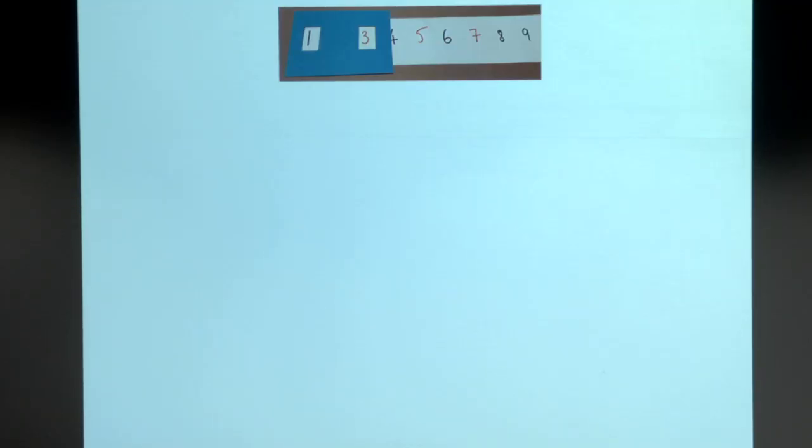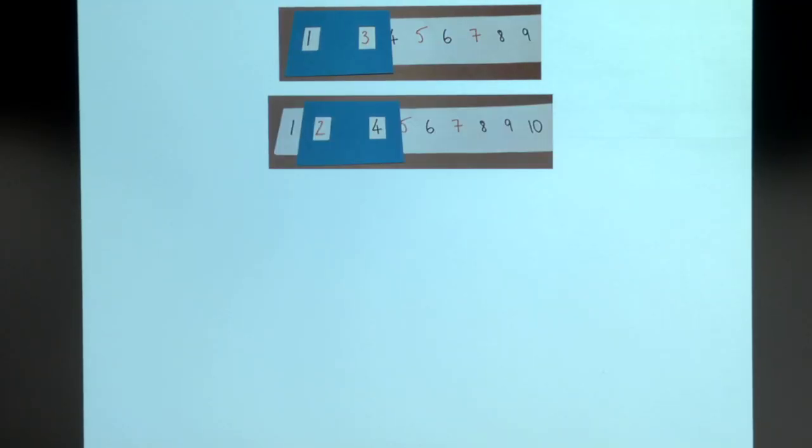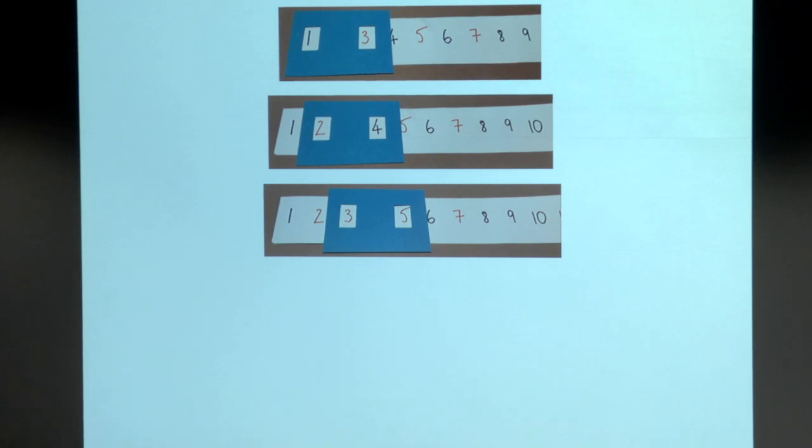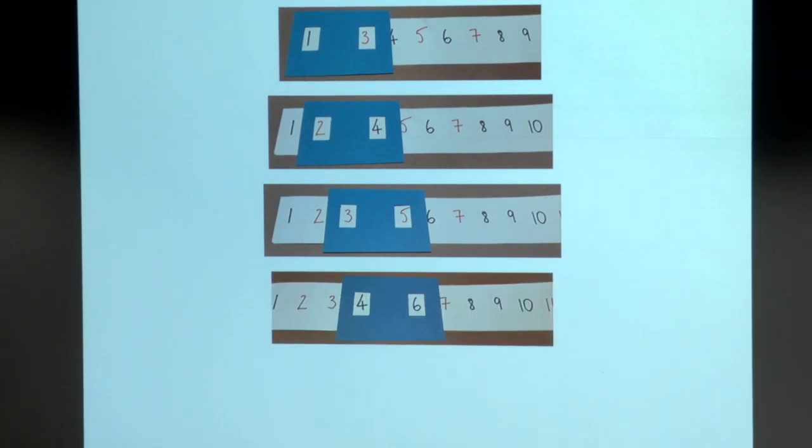So, okay, 1 and 3 is no good, 1's not prime. 2 and 4, not so good. 3 and 5, twin primes, great. 4 and 6, no.